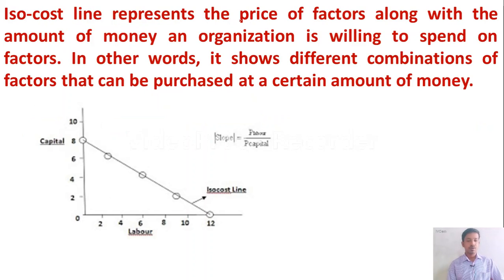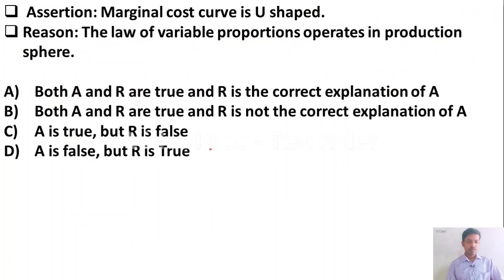Yes, an isocost line represents the price of factors along with the amount of money an organization is willing to pay on the factors. In other words, it shows the different combinations of factors that can be purchased at a certain amount of money. Here you can see the slope of the isocost line.